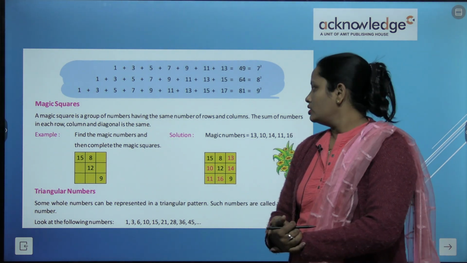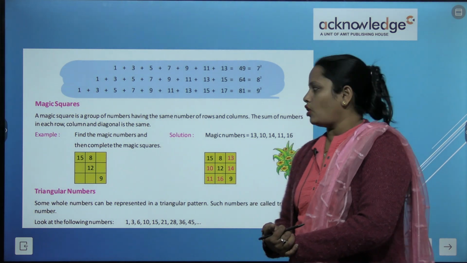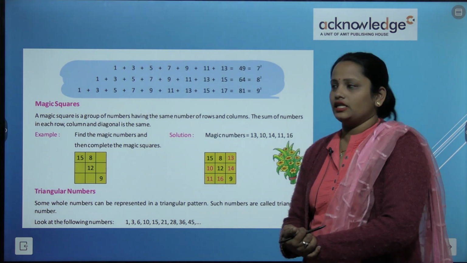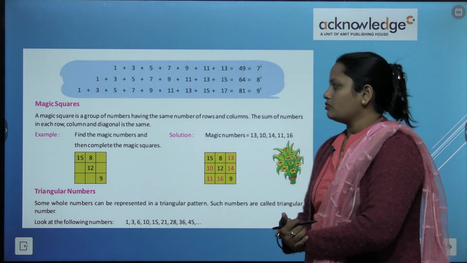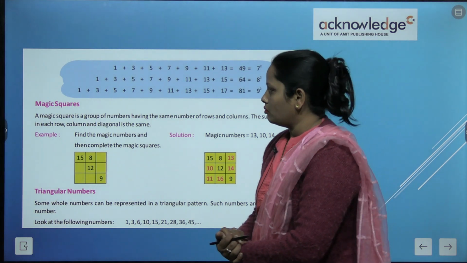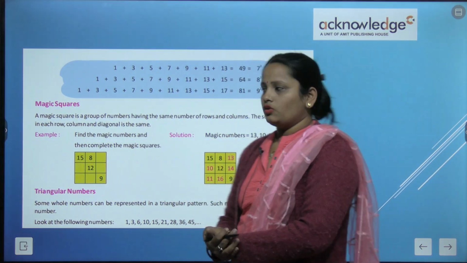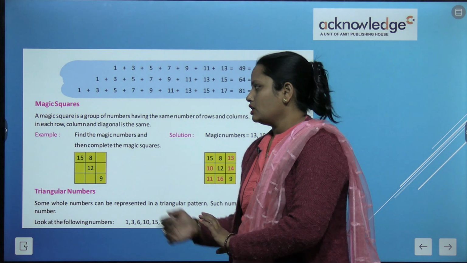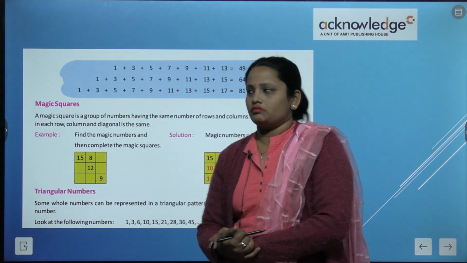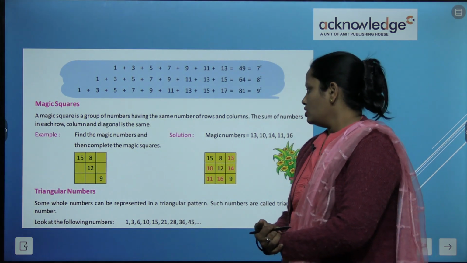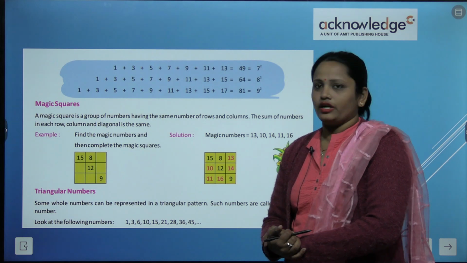The sum of numbers in each row, column, and diagonal is the same. So ye jo numbers hain har ek row mein ya column mein ya diagonal mein, ye same hote hain. For example, find the magic number. Magic number humein dhundhna hai. So here let's see how can we find out the magic number.